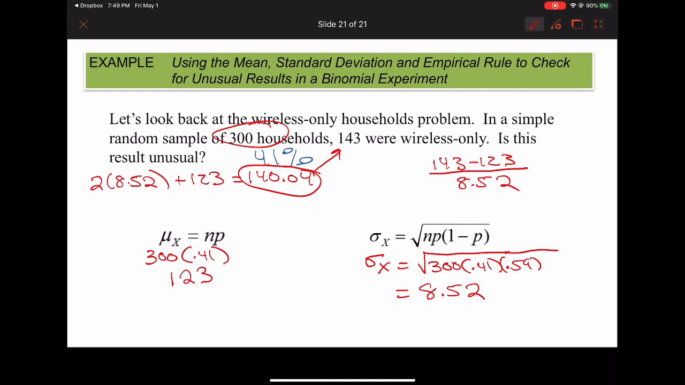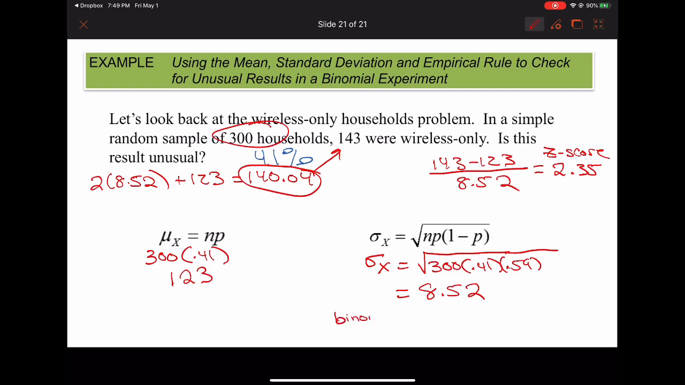Whoa, that was weird. This is good to know when your calculator gives you a weird answer, when you did something wonky. So this is about 2.35. That's my z-score. And once again, that is larger than 2. So that shows me that it's an outlier.